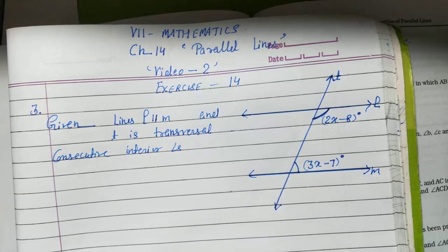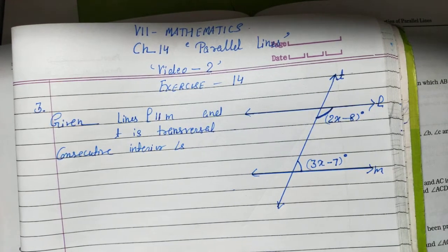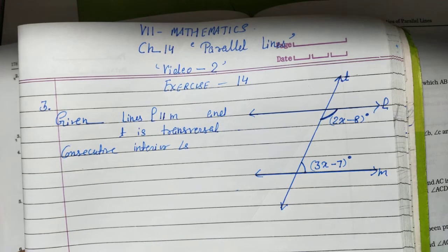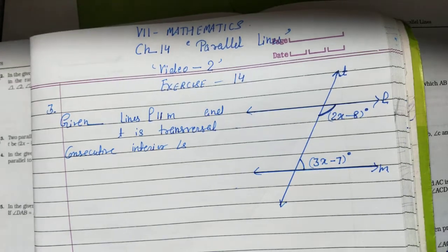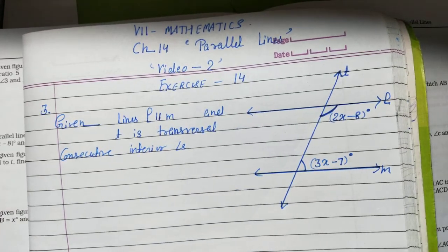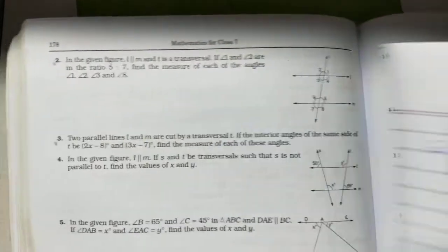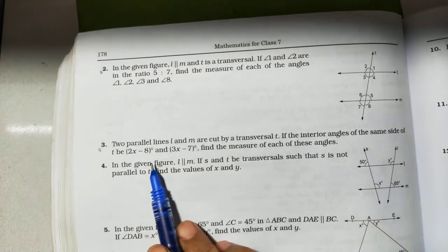Good morning class, this is our second video of chapter 14, parallel lines, properties of parallel lines. Now we are in continuation of exercise 14, question number 3. We have done question number 1 and 2 in the previous video. Now question number 3: we are not having the figure in question number 3, we will draw it ourselves.